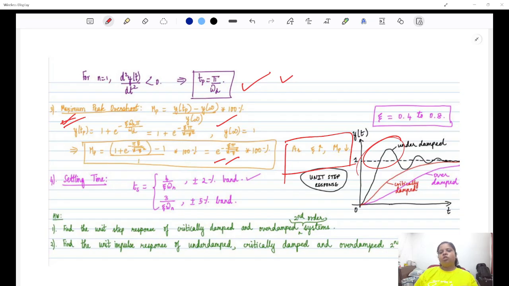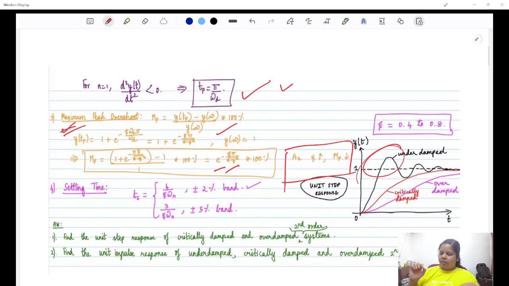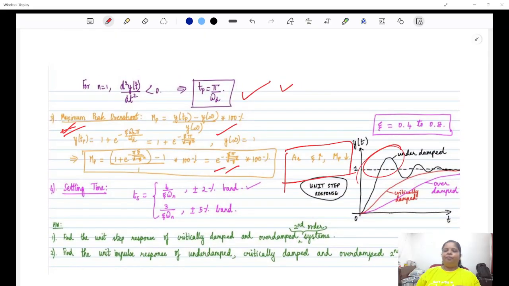Another thing is the association with rise time. If the damping is high, what do you think? Will rise time be low or high? Any guesses? Rise time was the first time your system achieves the steady state value, the very first time it reaches there.